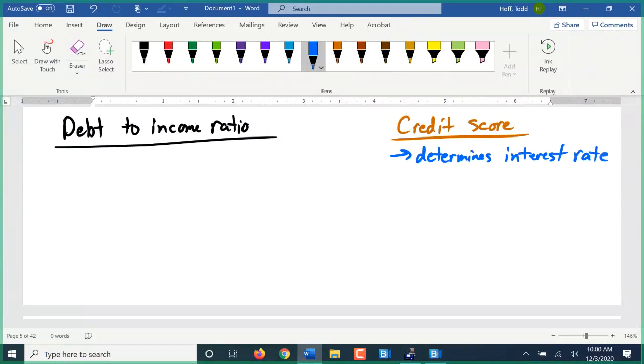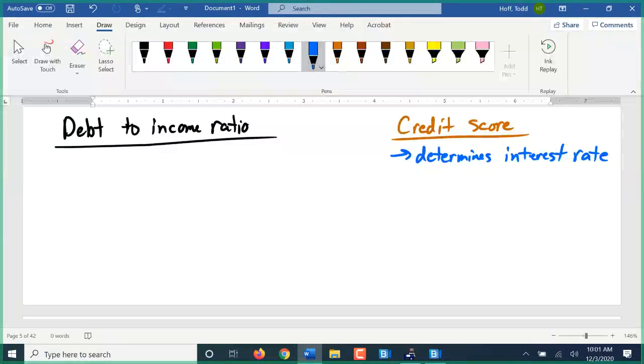If you go to get a car loan and you have a 620 credit score, you'll probably still get the loan if you have the proper debt to income ratio, which we'll talk about in a minute. You'll probably get the loan, but you might be paying 7 or 8% interest on that car.